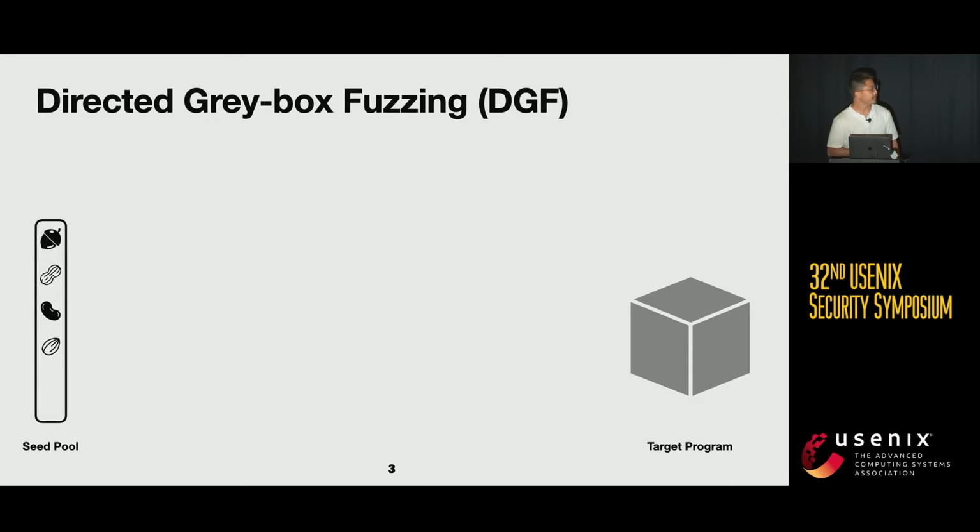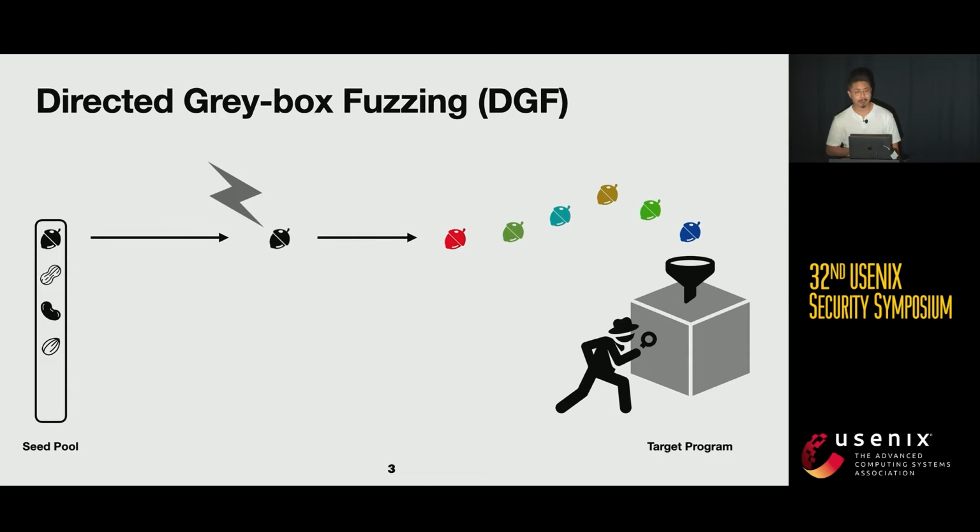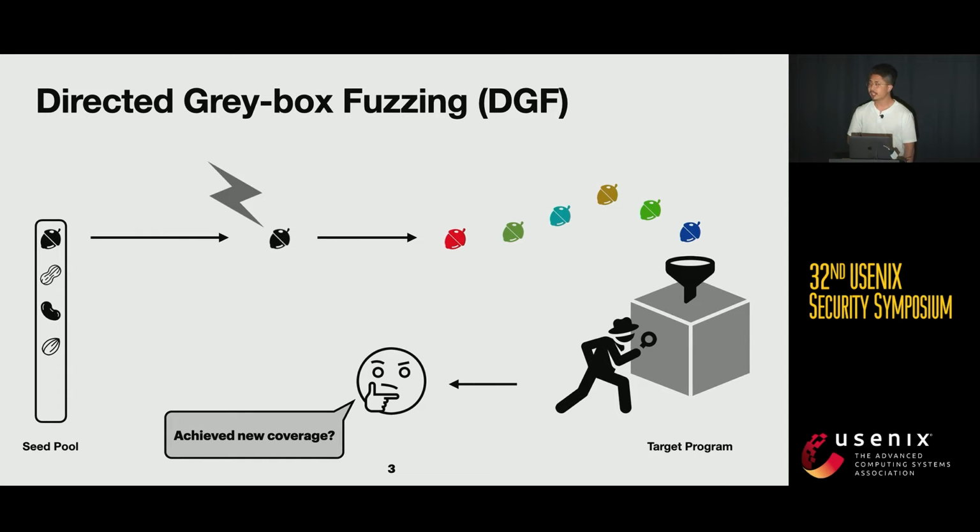First, we are given a seed pool and a target program. We select a seed from the seed pool and generate mutants from it by mutating the seed. We execute each mutant against the target program, and after each execution, we examine the coverage feedback to decide whether it has achieved new coverage or not. If it has, it is added to the seed pool for later use.